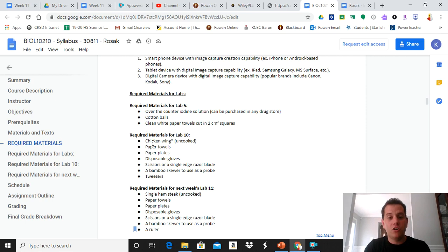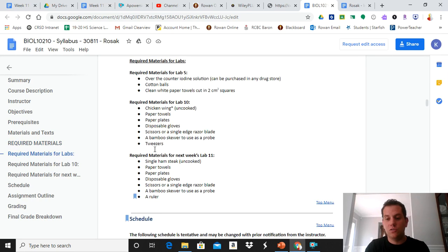For lab number 10, you're going to need an uncooked chicken wing. It's important that it's uncooked because you're going to be dissecting the chicken wing and seeing ligaments, tendons, and all kinds of things. You'll also need paper towels, disposable gloves, scissors, and anything that works as a probe. You could even use a toothpick for that, and tweezers. A lot of these things you may already have in your house.